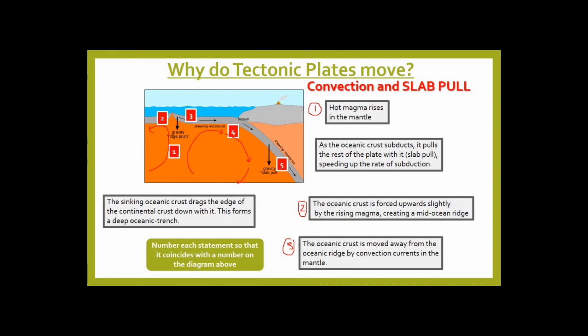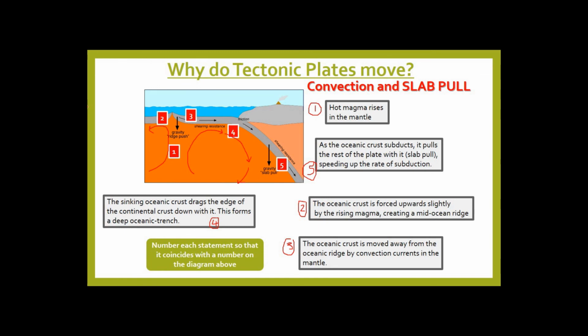Okay, so you'd have convection currents doing that. What you then have is the oceanic crust subducts, it pulls the rest of the plate with it, speeding up the rate of subduction, and we've got the sinking oceanic crust drags the edge of the continental crust down with it, forming an ocean trench. So we've got these 2 left for 4 and 5. This one is number 4, and this one is number 5.